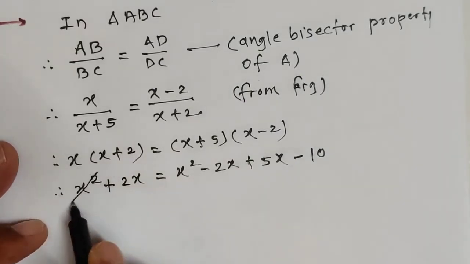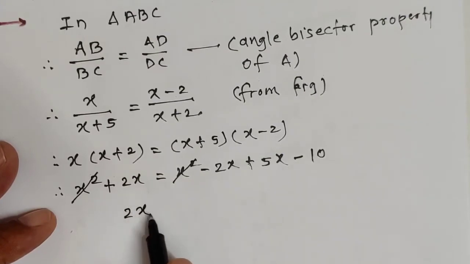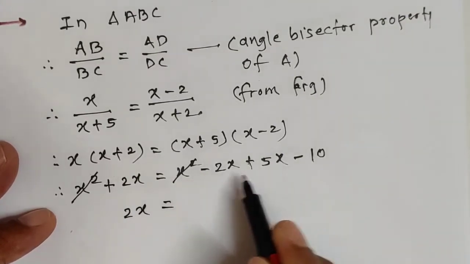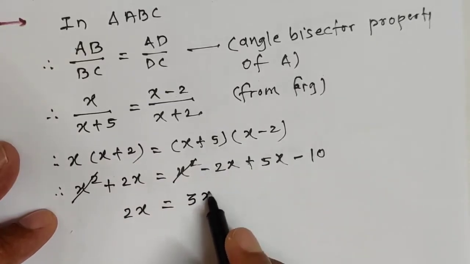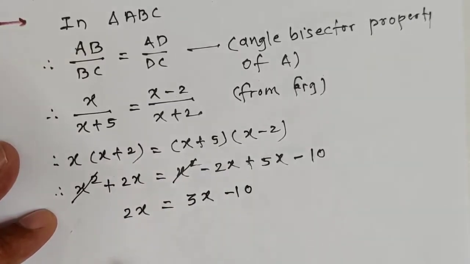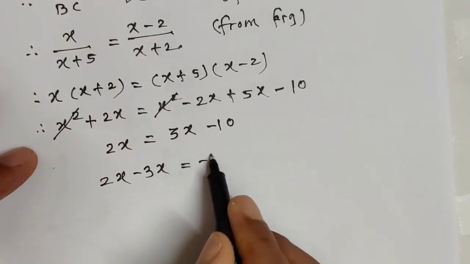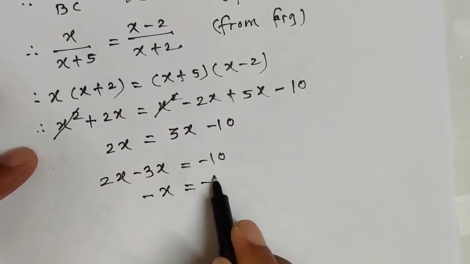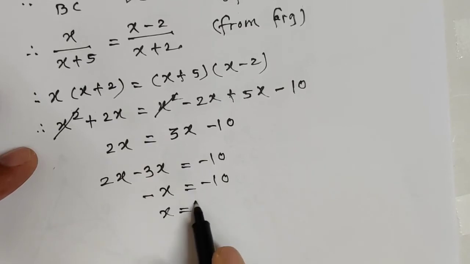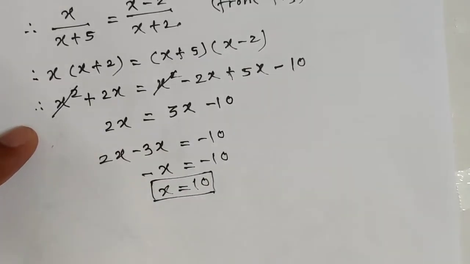Now this x square and x square from both sides get cancelled. So we get 2x is equal to minus 2x plus 5x, that is 3x, minus 10. Therefore 2x and this 3x becomes minus 3x is equal to minus 10. 2x minus 3x is minus x is equal to minus 10. Therefore x is equal to 10. So here we have to find the value of x only.